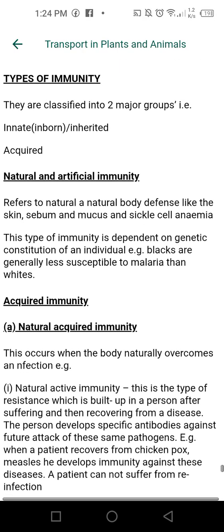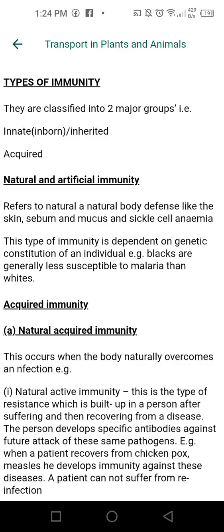Types of immunity. They are classified into two major groups: innate, that is inborn or inherited, and acquired, which is natural and artificial immunity. Innate immunity refers to natural body defenses like the skin, sebum and mucus, and sickle cell anemia. This type of immunity is dependent on the genetic constitution of an individual, e.g. blacks are generally less susceptible to malaria than whites.